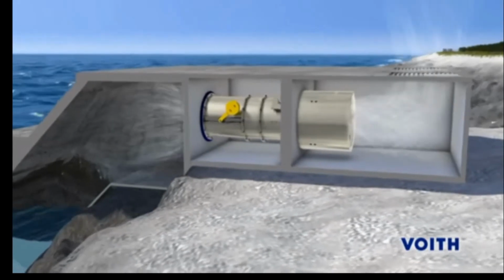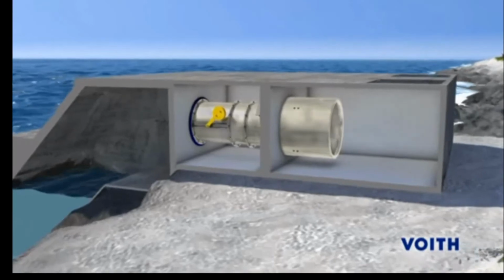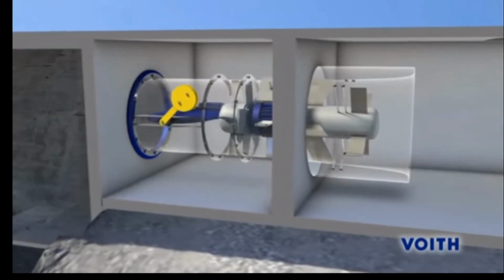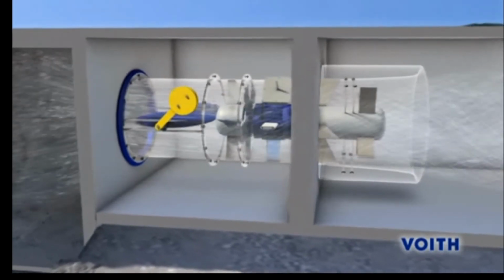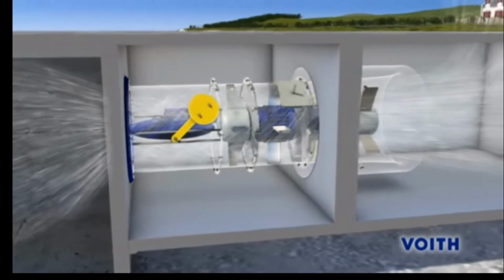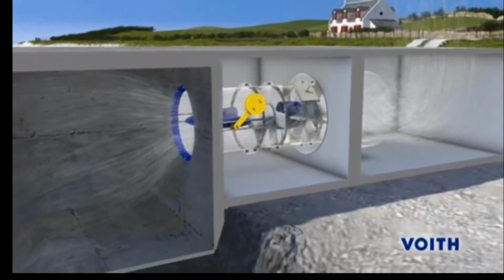As it is compressed and decompressed, the airflow has sufficient power to drive the Wells turbine. It is a feature of the Wells turbine, named after its inventor, that it is driven in the same direction by both forward and reverse airflow through the turbine. Even relatively low wave motions keep the turbine moving and generating energy.